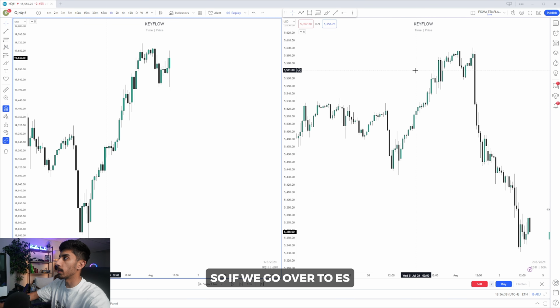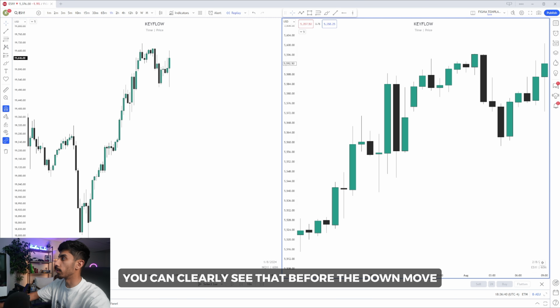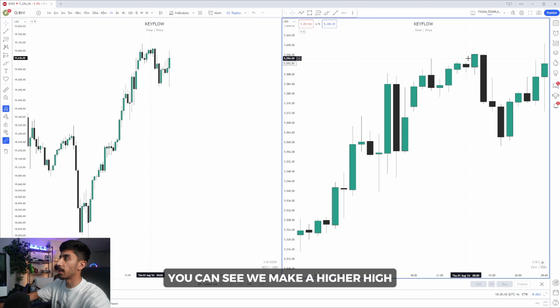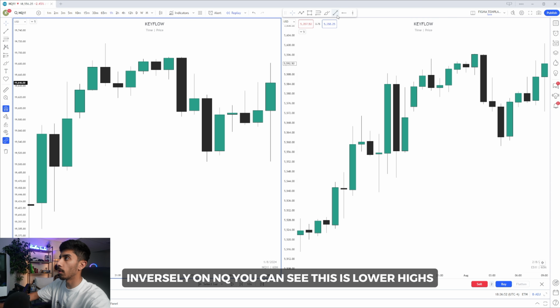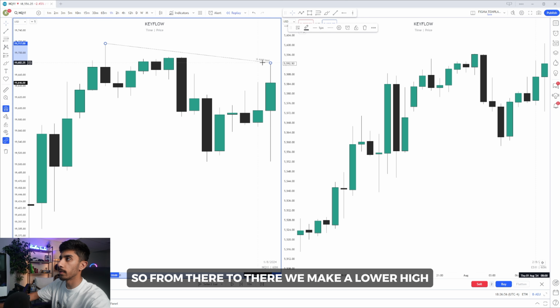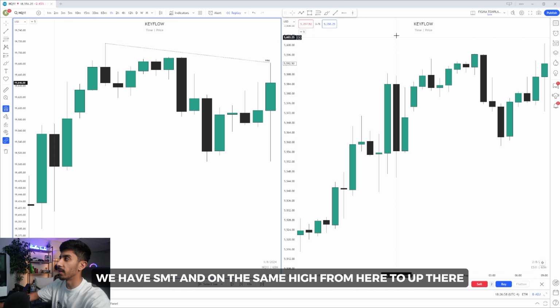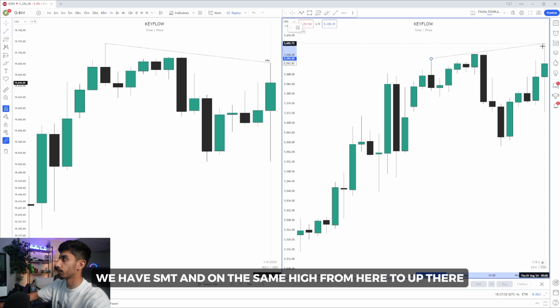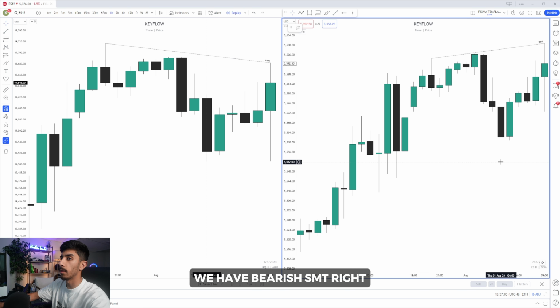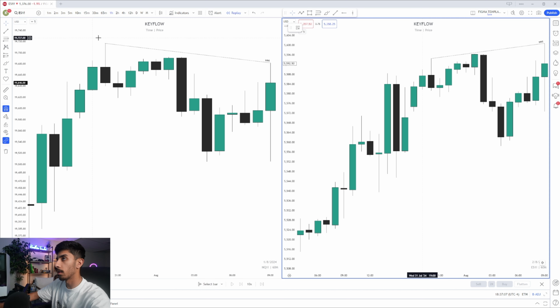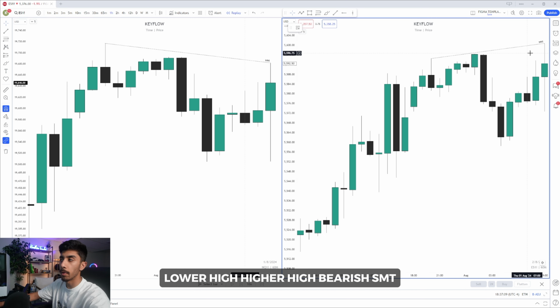So if we go over to ES, you can clearly see that before the down move, we make a higher high. These are all higher highs on ES. Inversely, on NQ, you can see these are lower highs. So from there to there, we make a lower high. We have SMT. And on the same high from here to up there, we have bearish SMT, right? Lower high, higher high, bearish SMT.